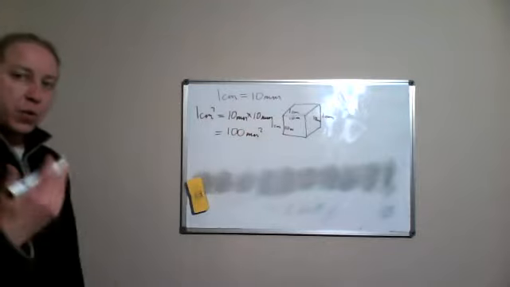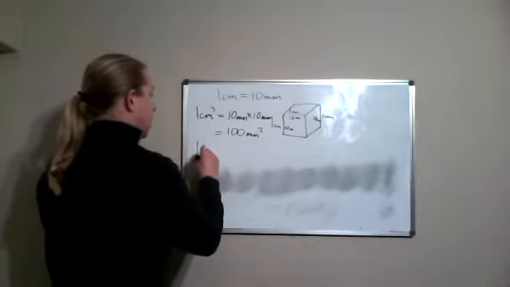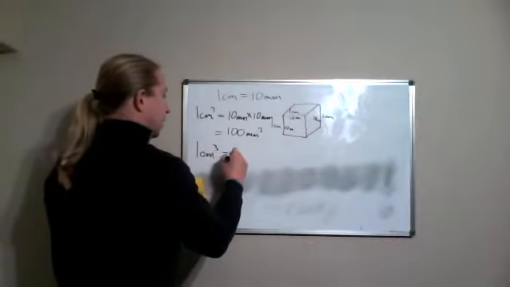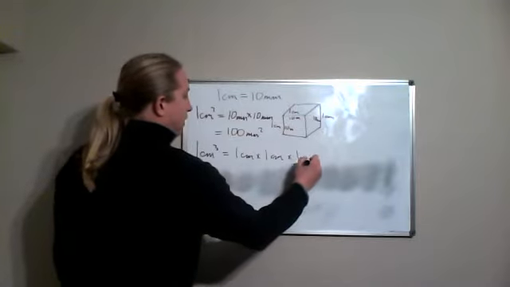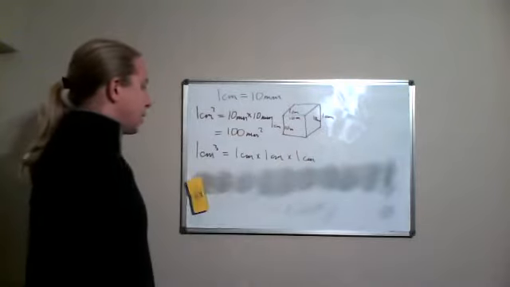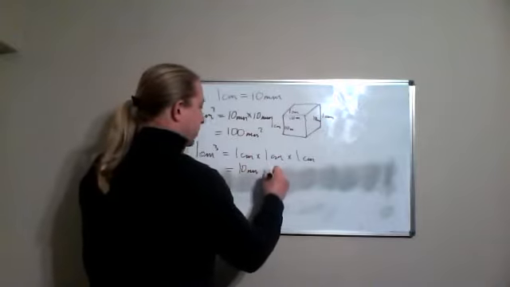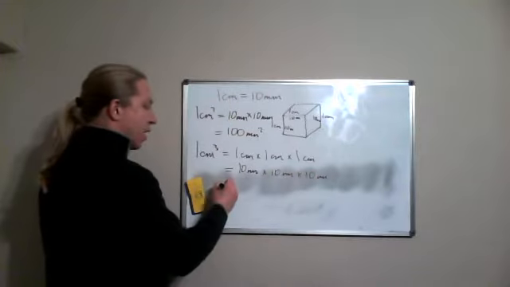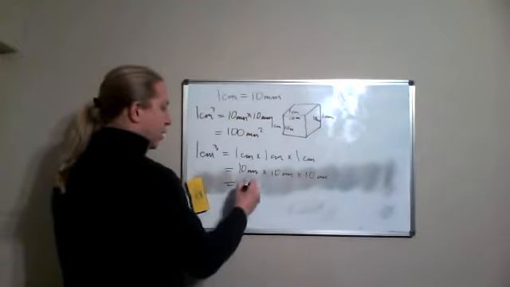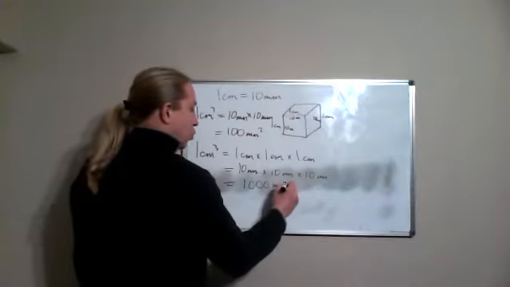We're going to extend that one step further for volume. So 1 centimeter cubed is 1 centimeter times 1 centimeter times 1 centimeter, which is what we have here. That will give us 10 millimeters times 10 millimeters times 10 millimeters. 10 times 10 times 10 will give me 1,000 millimeters cubed.